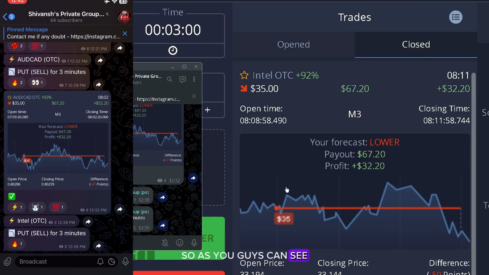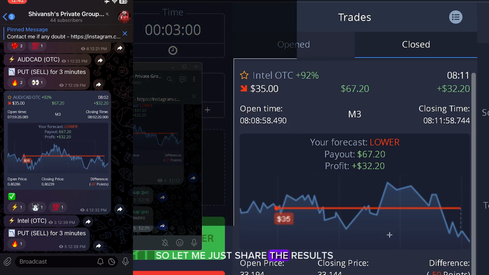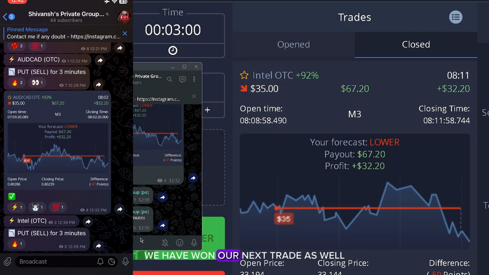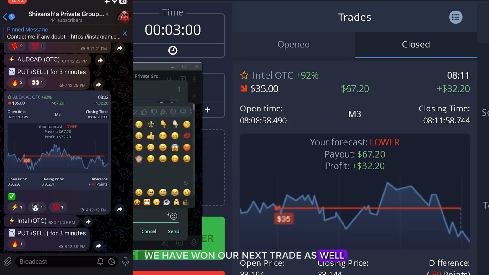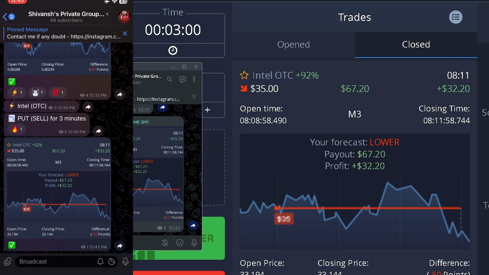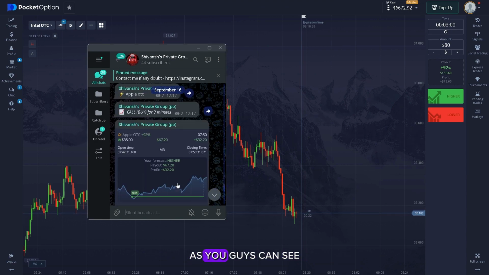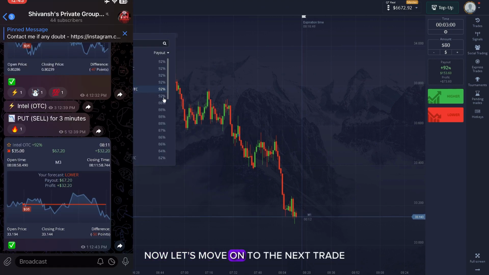So as you guys can see, we have won this trade as well. So let me just share the results. We have won our next trade as well. Let me just share the results in the group. So far we have won 3 trades in a row, as you can see. Now let's move on to the next trade.